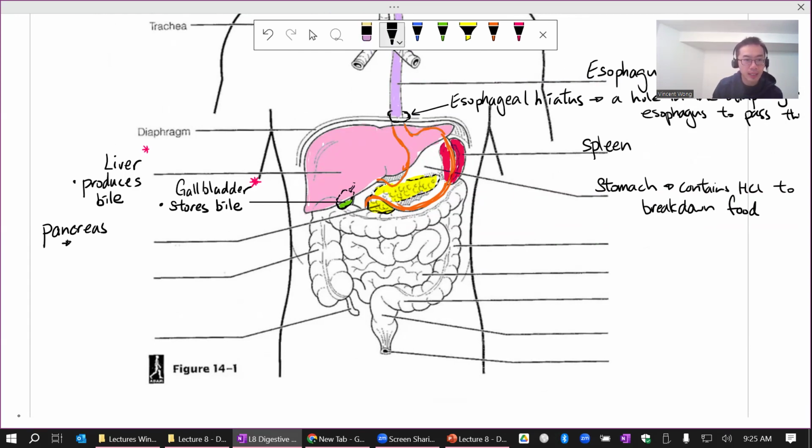So the pancreas, yes, it makes insulin, but that's not its function in the digestive system. Okay, the pancreas, as you will see, makes digestive enzymes. I'll explain when we get to the PowerPoints. And NaHCO3. If you remember your chemistry, you should know this is sodium bicarbonate. So it's going to help neutralize the acid from the stomach, right?